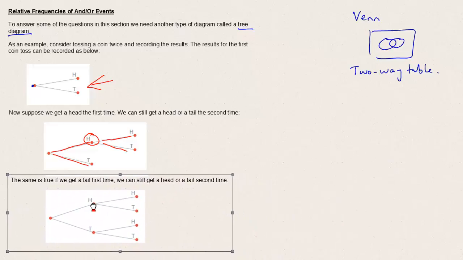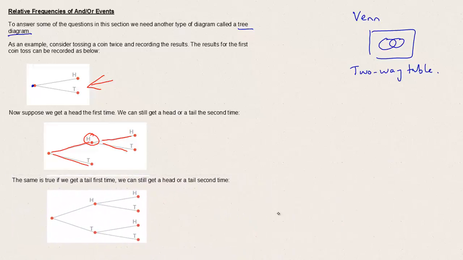The same is true if we get a tail the first time. So we can put a head and a tail here to show the possible outcomes if we got a tail the first time. So the first pair of branches here gives us what happens with the first coin, and then these ones give us what happens the second time.